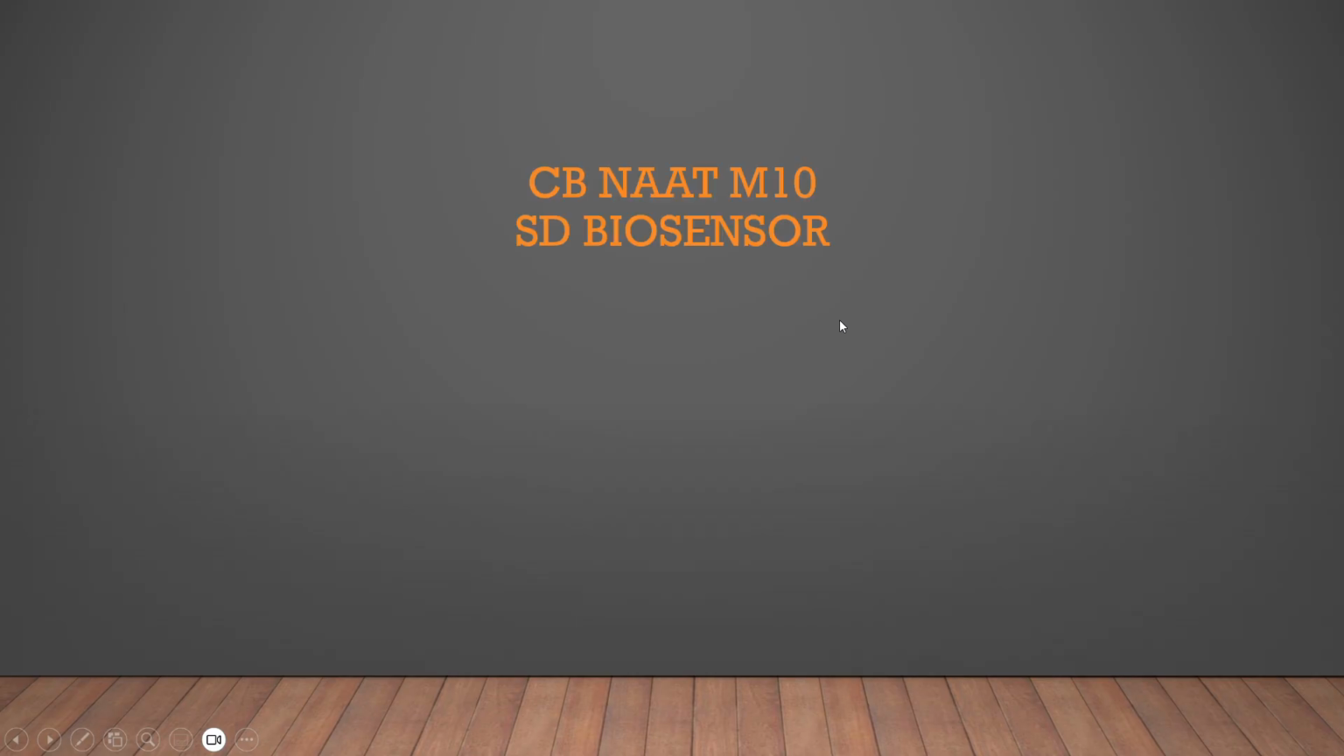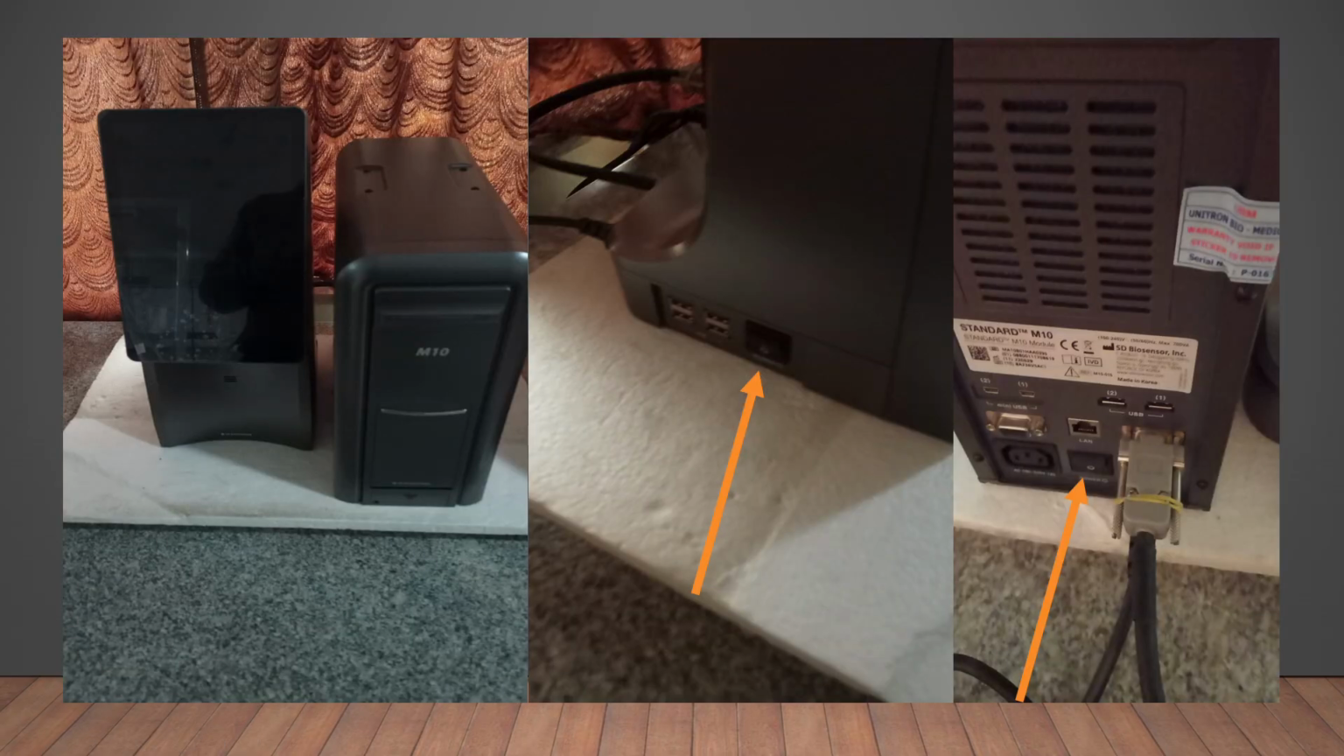So that is our M10 from SD Biosensor. CB NAAT basically stands for cartridge based nucleic acid amplification test. A similar instrument that is present in most of the other laboratories is what is called the CFAT's Gene Expert platform. That is also a CB NAAT platform, and this is also a CB NAAT platform.